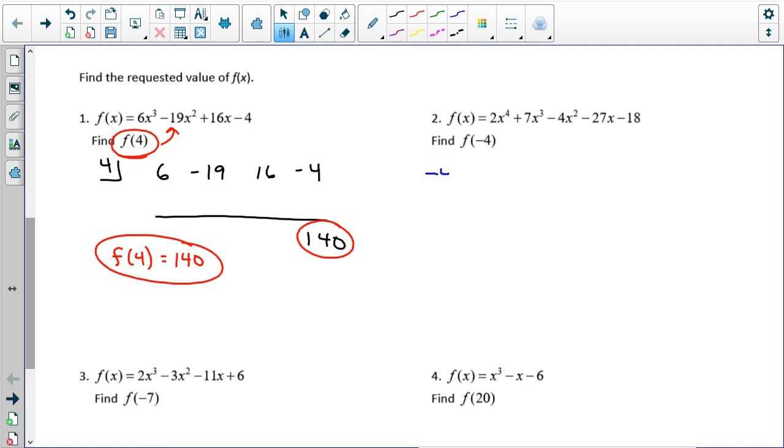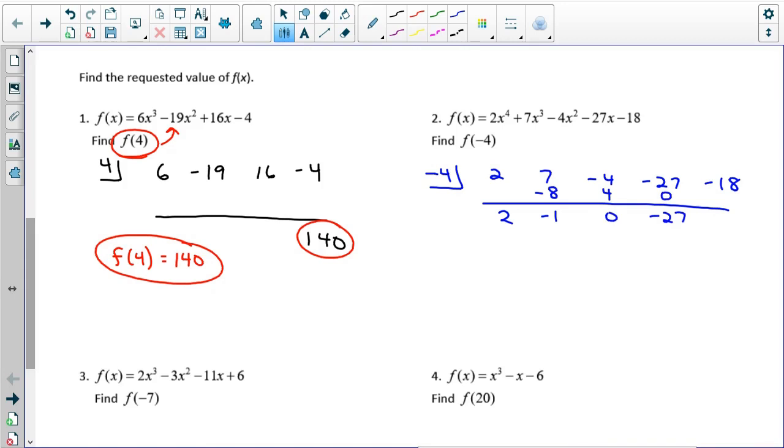So now I just know that if I substitute negative 4 in, if I divide by x plus 4, basically, whatever the remainder is ends up being my answer. So I'm going to do synthetic substitution. And I end up with 108 minus 18 gives me 90. So in this case, I know that f of negative 4 equals 90.